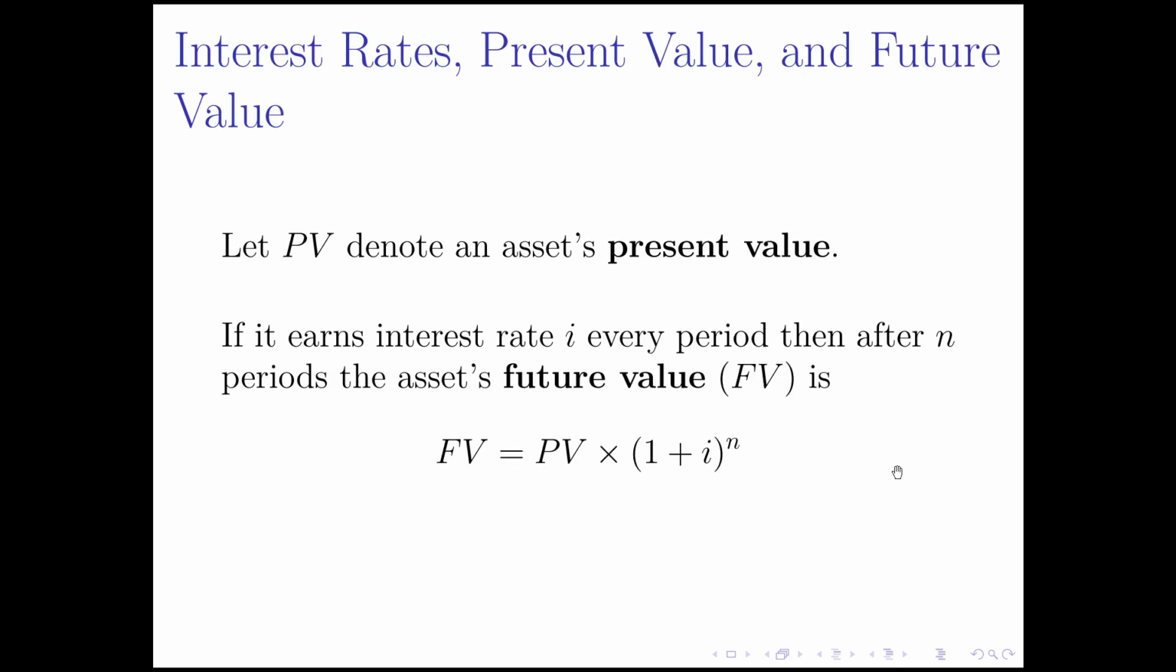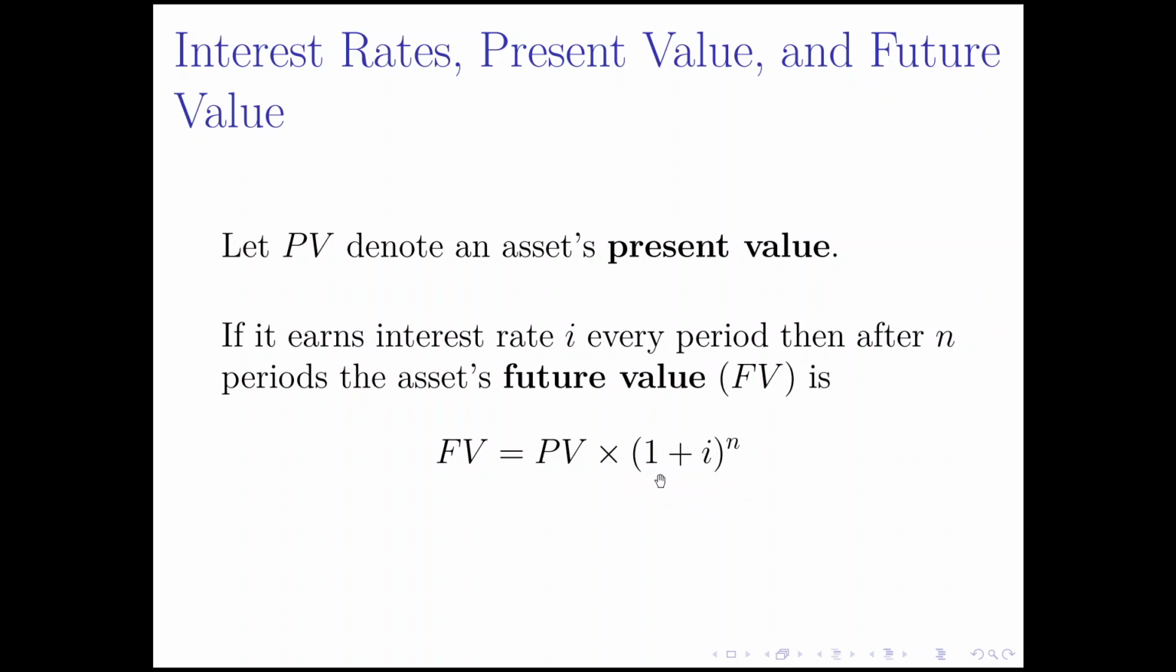All right, let's talk a little bit about interest rates, present value, and future value. So we're going to denote an asset's present value with PV. And let's say that some asset earns an interest rate I every period. And after n periods, the asset's future value is, well, we use this equation here, right? So the future value equals the present value times 1 plus the interest rate to the nth power.